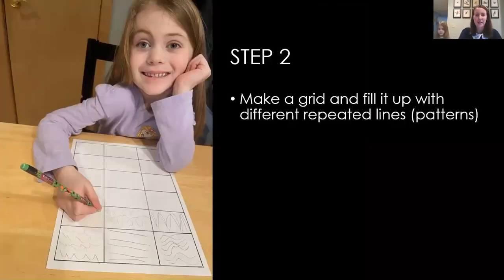And here's Violet. Again, I made a grid for her. So I just, again, sketched this out on paper real quick with black marker and a straight edge. And I asked Violet to fill up each of the squares with a different repeated line pattern.